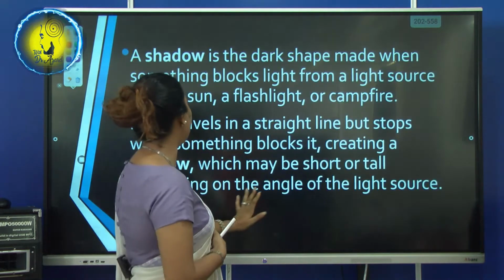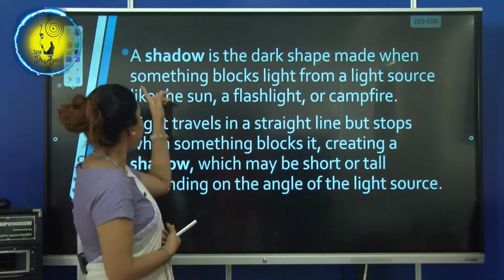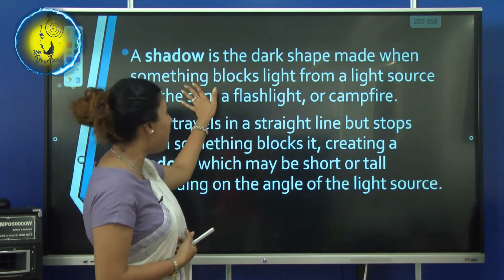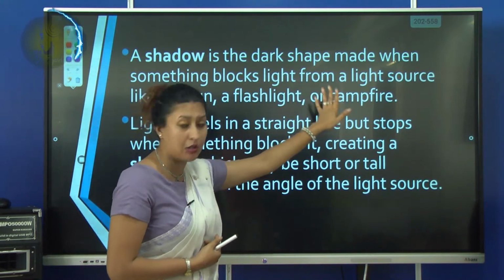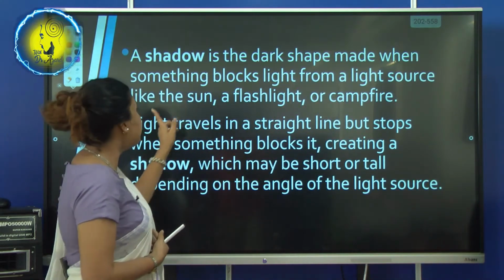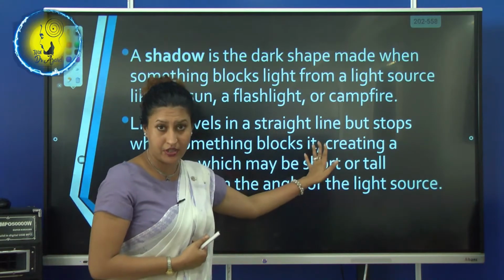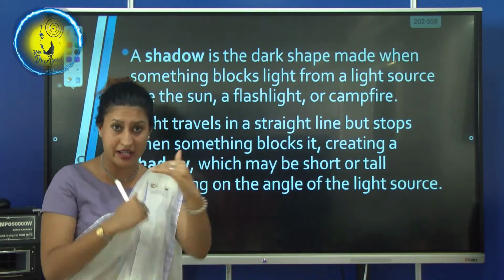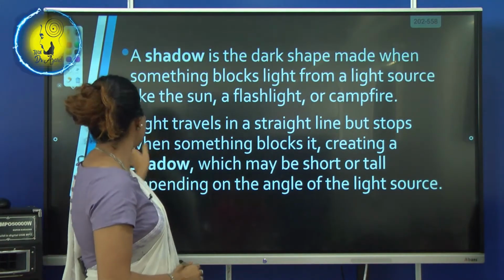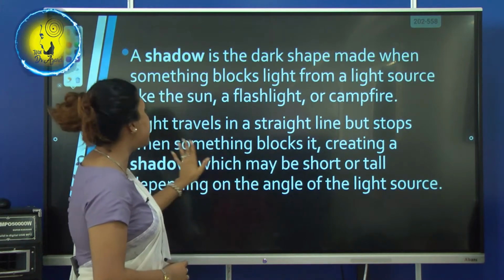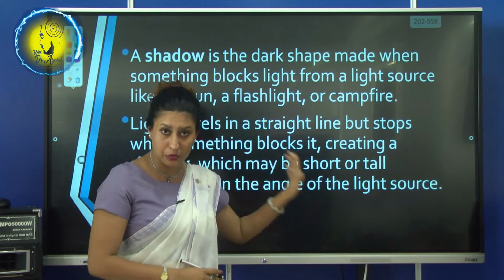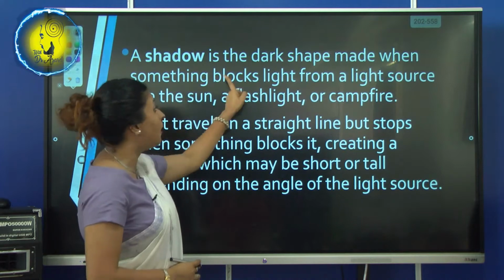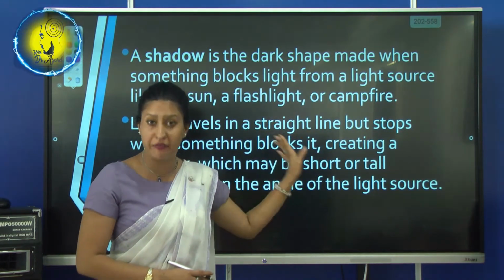The first point, a shadow is the dark shape made when something blocks light from a light source. And light travels in straight lines. Light travels in straight lines. It doesn't have any curves. It travels in a straight line and stops when something blocks it. As you know, shadow is the dark shape made when something blocks light. The simple definition.